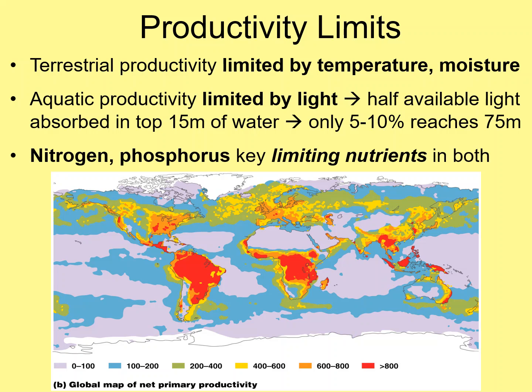You notice that light though is limiting for aquatic primary productivity, and again this has to do with the depth of the photic zone. So basically you're limited by the ability of light to penetrate water. So basically, deeper than about 75 meters, you're not really getting a good amount of available light. And so anything above that is going to be your photic zone, and below that is going to be your aphotic zone. Again, you have things living in the aphotic zone. They're just not doing photosynthesis.